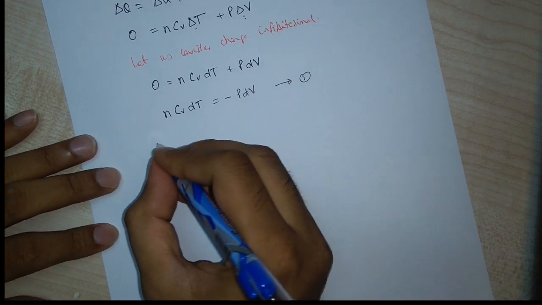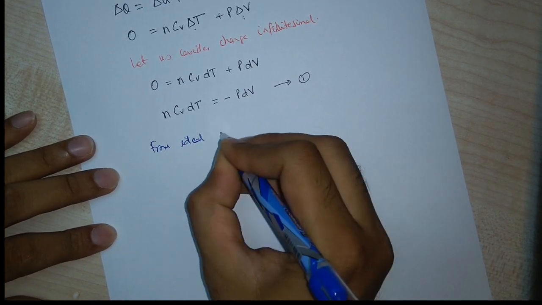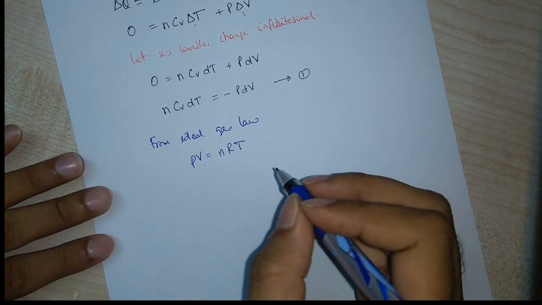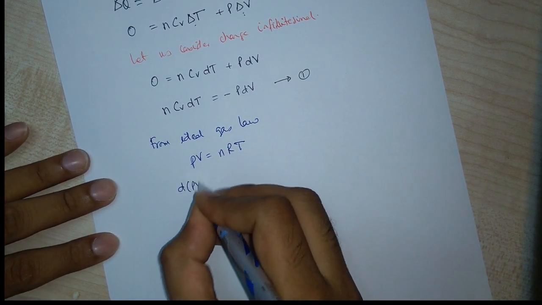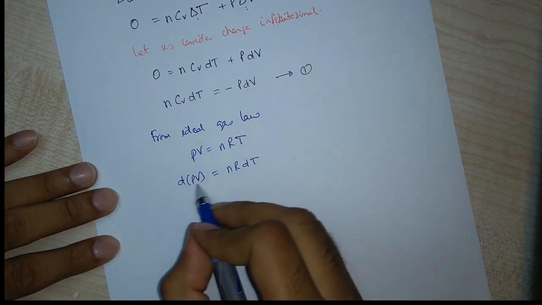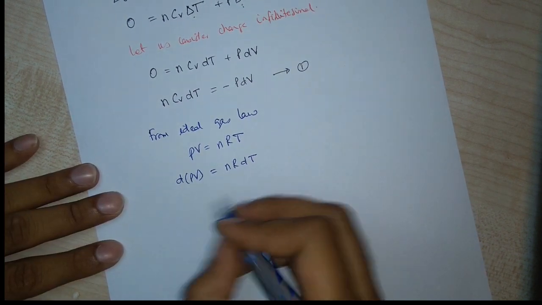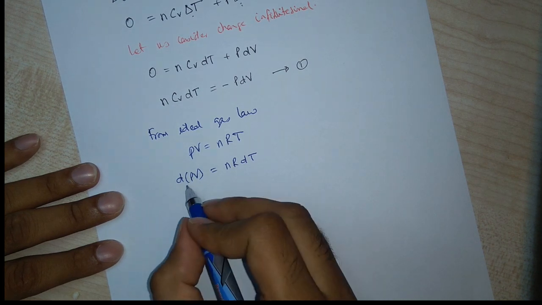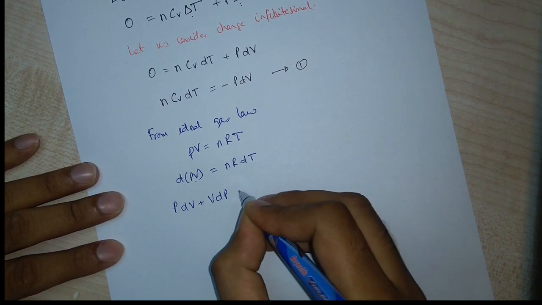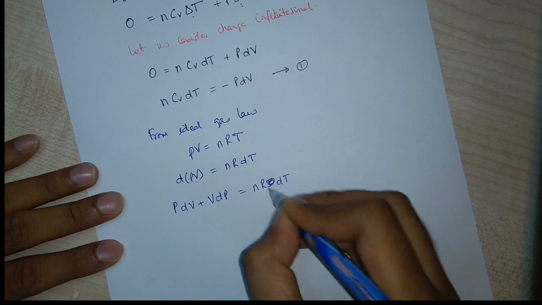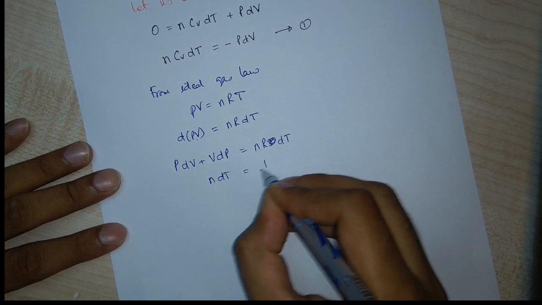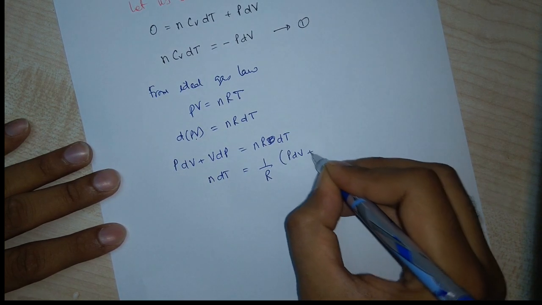Now we know from the ideal gas law, PV is equal to nRT. If we differentiate this on both sides, we get this. Once we differentiate the left hand side, we consider the differential of U times V. So this becomes P times dV plus V times dP. This is equal to nR dT. We rearrange this equation and I write it as n dT equals 1 upon R times (P dV plus V dP).